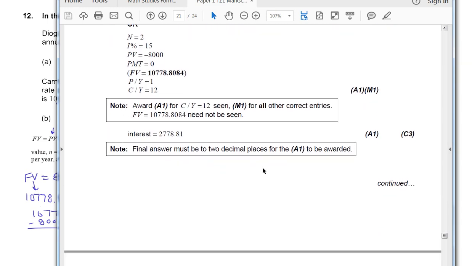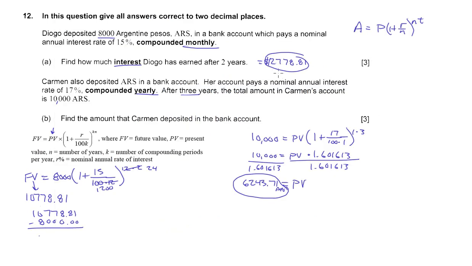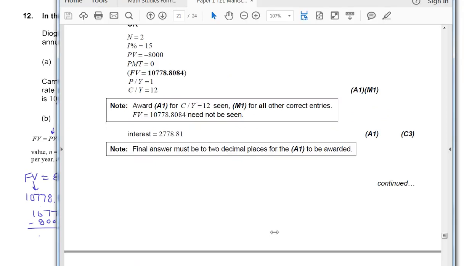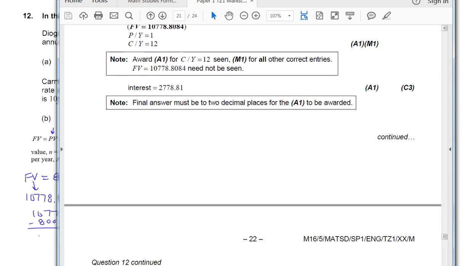Okay, here's what we're looking for. We ended up with 2,778.81, right? 2,778.81. So we are good on that. Okay, so we got our points for that. Final answer must be to 2 decimal places for the A1 to be awarded. Okay, so we got the first one right.